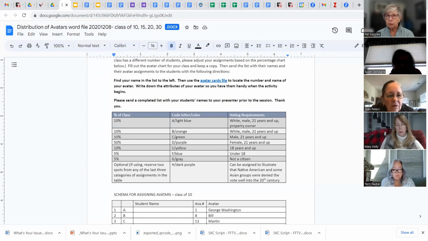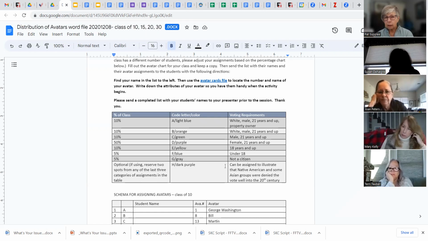There are 18-year-olds who don't get the vote until the 26th Amendment, and that's about 5% of the population. And then we put in some other people, like non-citizens who would never be able to get the right to vote. Initially, we kept the Native Americans and Asian groups as add-ons, to make up a few extra people. But I have recently changed that, and I include those people within these groups because I now do something that I didn't do in the beginning.